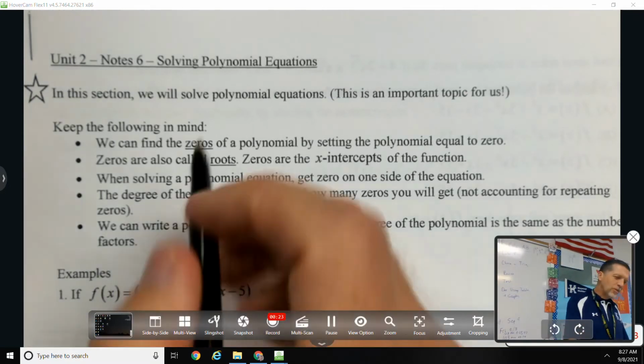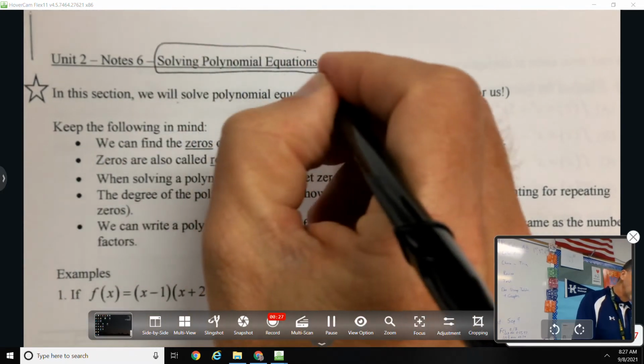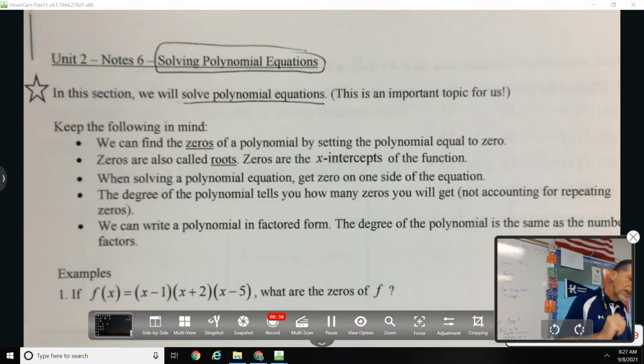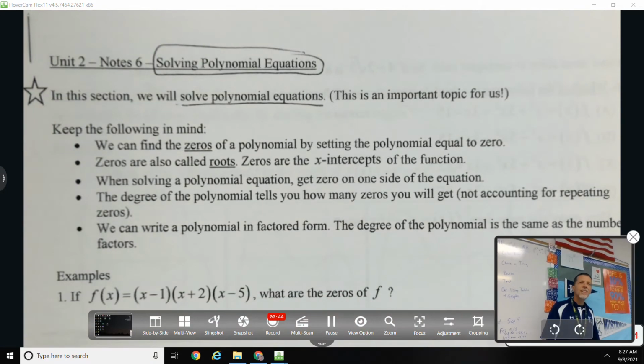In this section, we will solve polynomial equations, hence the name of the section, Solving Polynomial Equations. Not that all topics aren't important, but this one is a little more so because the concepts we come up with, we use them over and over again. A bunch of this we sort of covered in previous days, but we're just going to put it together and make sure we understand it today.